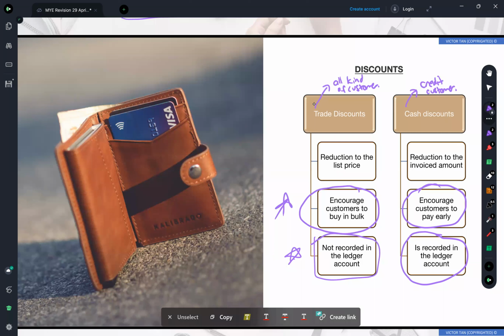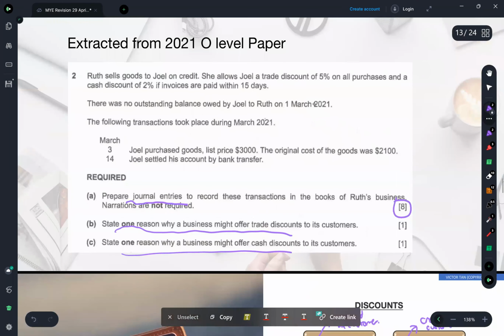Okay, so there are two kinds of discount. One is to encourage customers to buy in bulk. The second one is a cash discount, to encourage your customer to pay early. So from these notes, we go back to the question.